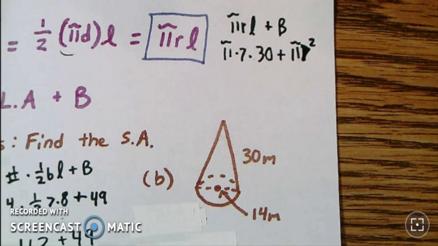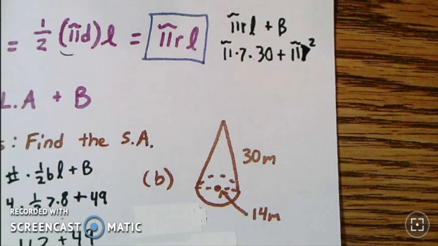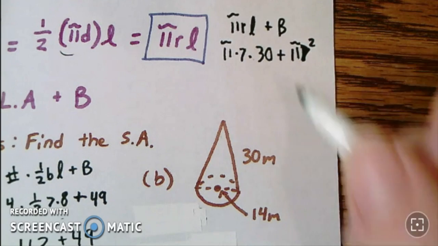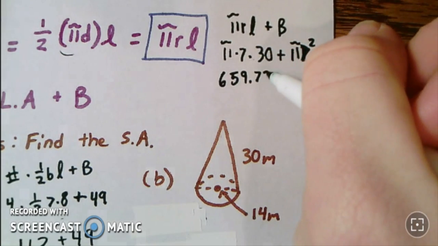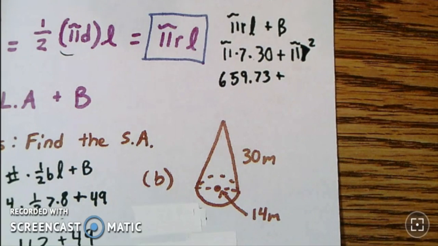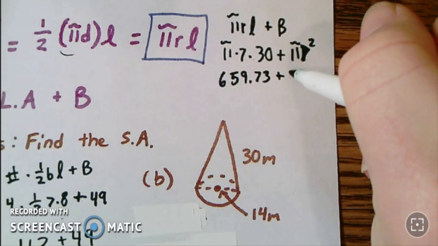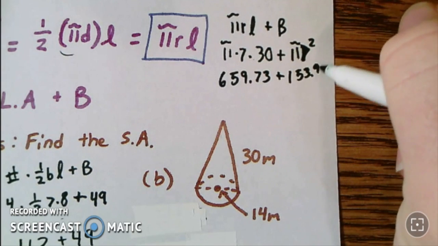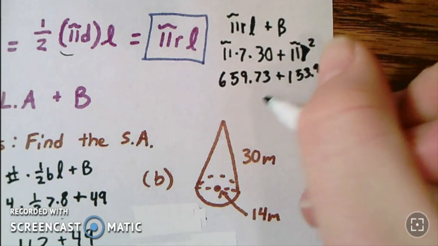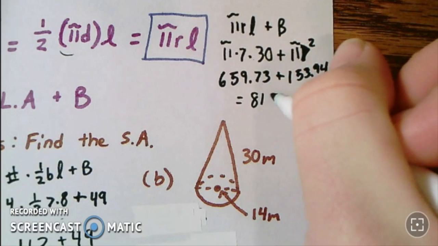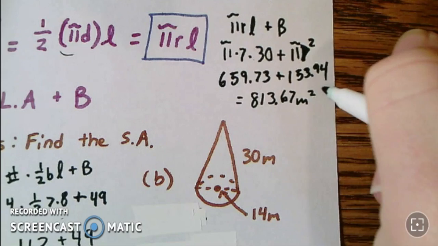So now I can do pi times 7 times 30, which equals 659.73, plus 49 times pi, which is 153.94. And now I just need to add those two numbers together, which gives me 813.67 meters squared.